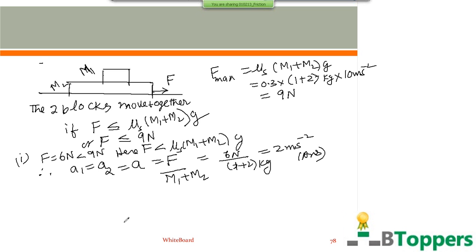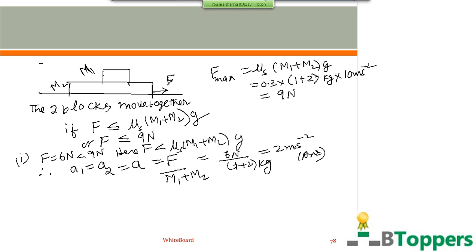As explained, when a horizontal force is applied on the lower block, it tends to move the lower block of mass M2 towards the right relative to the upper block of mass M1. So the frictional force between M1 and M2 opposes the relative motion between the two blocks. That means the frictional force on M2 by M1 opposes the motion of M2 relative to M1.